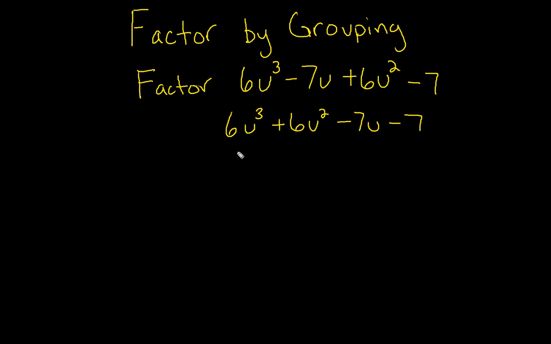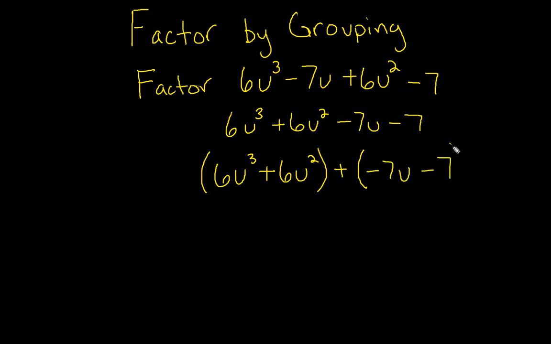We can group the first 2 together. So if we use parentheses, we're going to do 6u cubed plus 6u squared. And then remember, when we subtract something, that's the same as adding a negative. So we're going to group the second 2 together. We're going to do a plus, a negative 7u minus 7. So now we've grouped the first 2 terms together and the second 2 terms together.